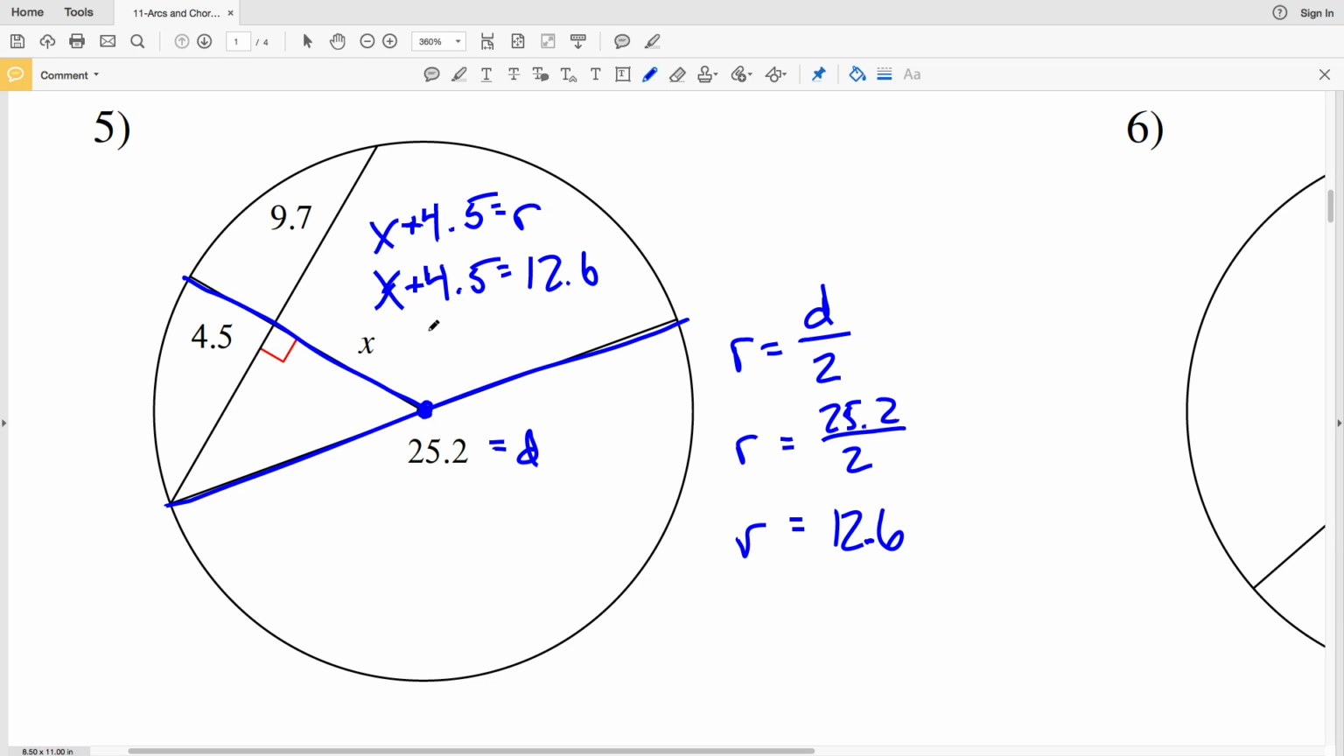Now in order to solve for x, all we need to do is subtract 4.5 from both sides of our equation. x plus 4.5 minus 4.5 is x, and 12.6 minus 4.5 is 8.1. So 8.1 is our solution in number 5. And again, that's 8 1/10 for number 5.